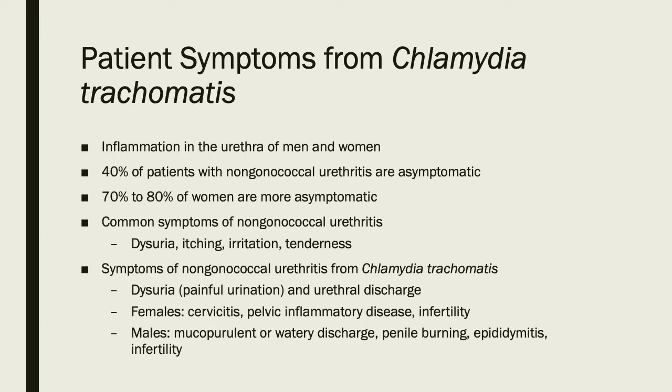If symptomatic, symptoms may vary based on the causative agent. Common symptoms of nongonococcal urethritis include dysuria, itching, irritation, and tenderness. Symptomatic patients infected by Chlamydia trachomatis genital tract biovar may experience dysuria and urethral discharge. If left untreated, females may even develop cervicitis, which is an infection in the cervix that includes intermenstrual vaginal bleeding, postcoital bleeding, and changes in vaginal discharge. Pelvic inflammatory disease, which is an infection in the female reproductive organs, and infertility.